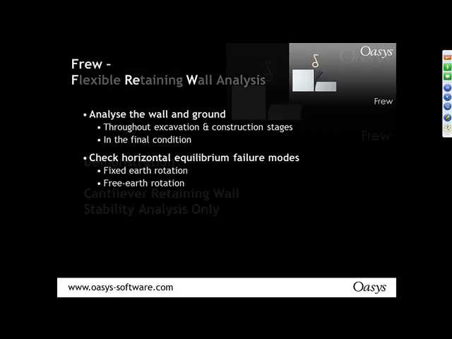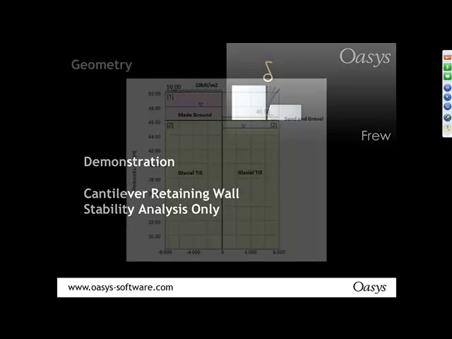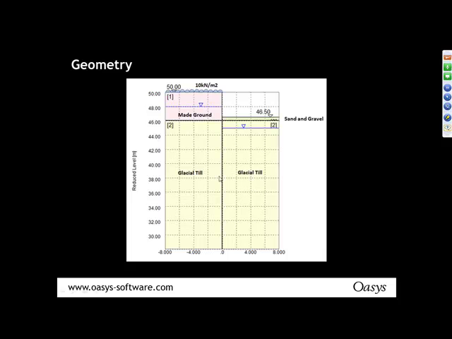Okay, so having covered the analysis, I would like to demonstrate the way Frew works. And I'm going to start with a very simple problem, which is stability analysis only. And this is for a cantilever retaining wall. So if you have a look at the geometry here, we've got made ground shown in pink and sand and gravel overlying glacial till. There is a little bit of dig shown here. It's been dewatered, and there's also a surcharge of 10 kilonewton per meter squared.